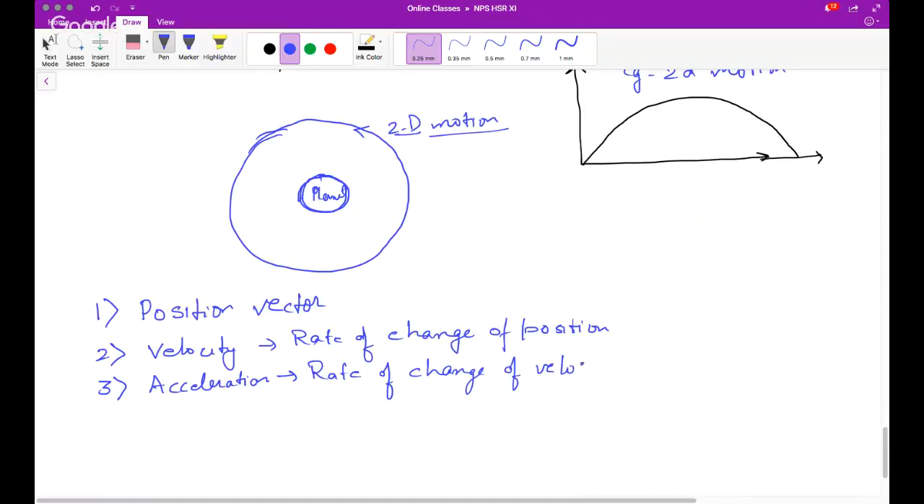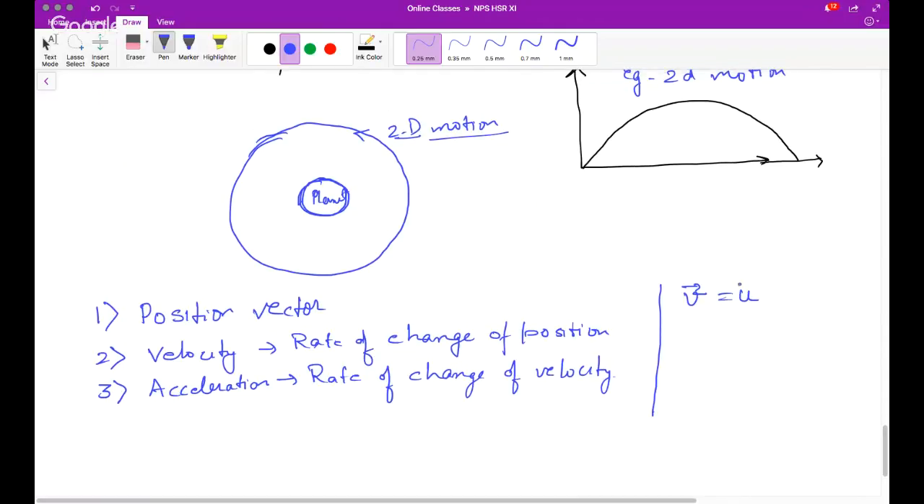How would the analysis from 1D differ? So in 1D, we used to take only one direction, and there were three basic equations. What three basic equations were there? First was velocity vector v is equal to initial velocity plus acceleration times time. This was the first kinematic equation. Then we had displacement s is equal to initial velocity times t plus half a t square.